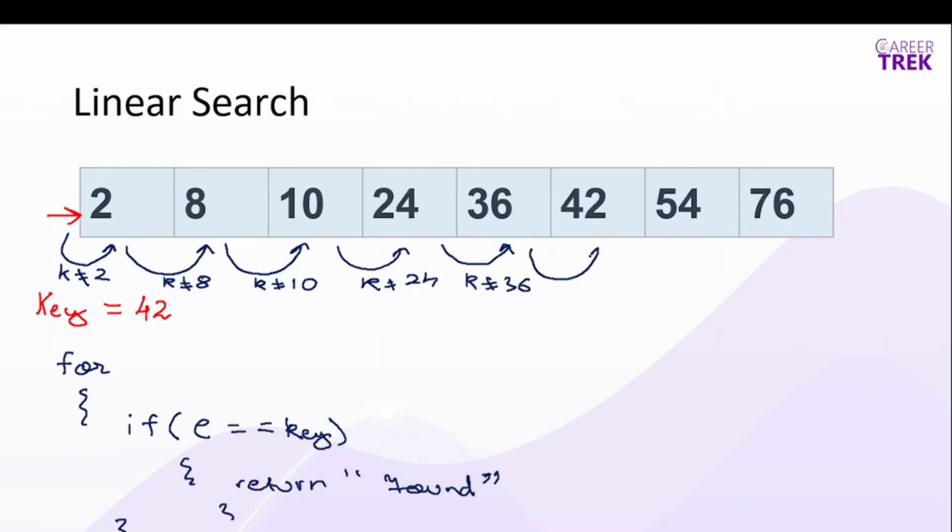Now I'll move to the next element, which is 42, and here k, that is key, is equal to 42 and the element is also equal to 42. At this point, the loop will terminate and the linear search will return that the value is found. So this is how linear search works. Now let us see the Python program for the same.